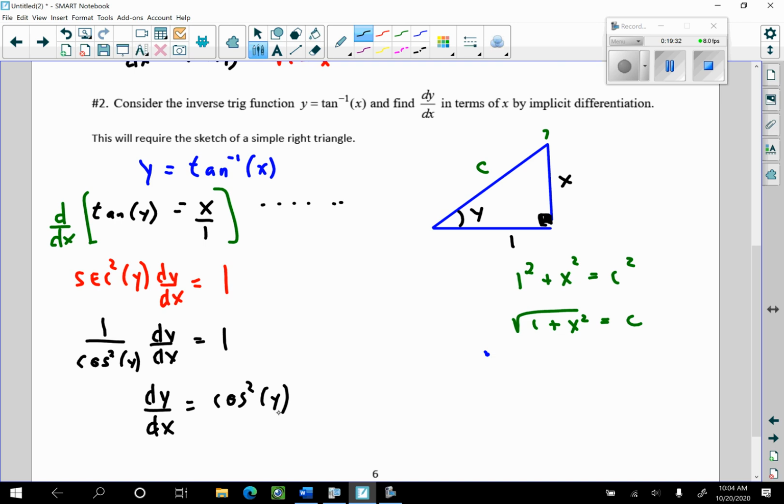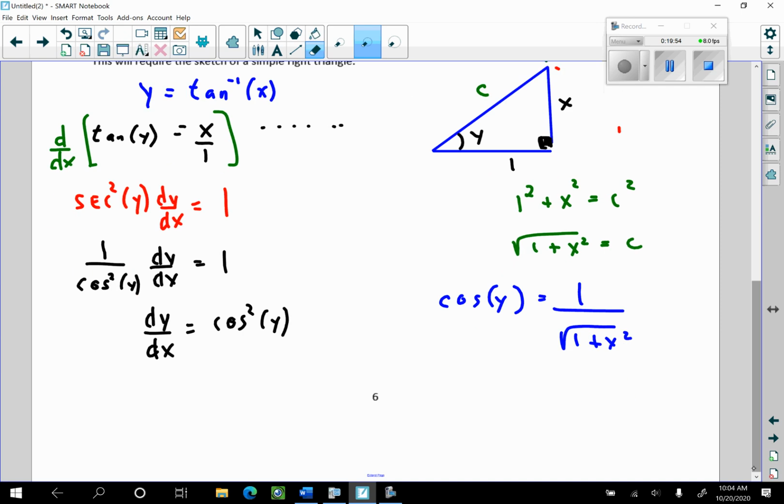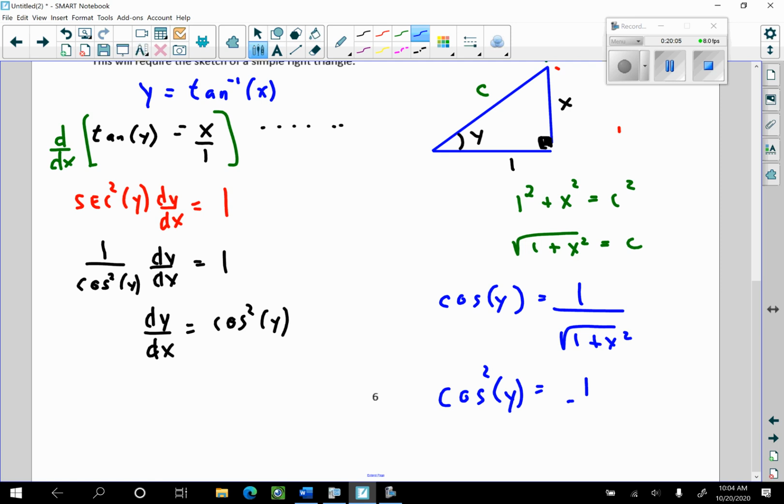Hello, neighbor. If you look at your right triangle, what is the cosine of y? Well, the cosine of y is equal to adjacent over hypotenuse, so that's going to be 1 over the square root of 1 plus x squared. True or false? And now tell me, what's cosine squared? Cosine squared over here, home schoolers, is this thing squared, which is 1 over 1 plus x squared. So what is dy dx?